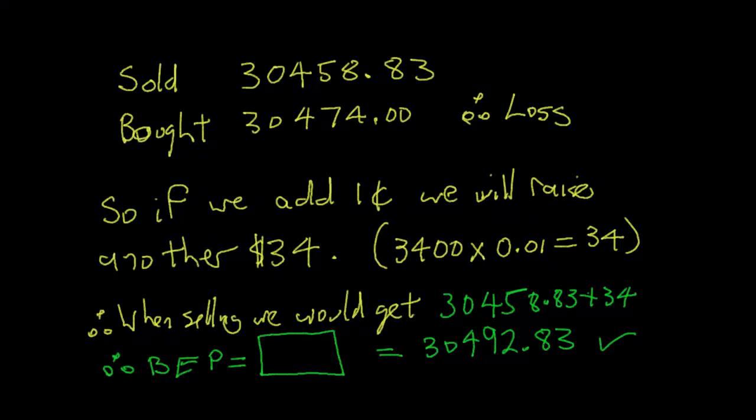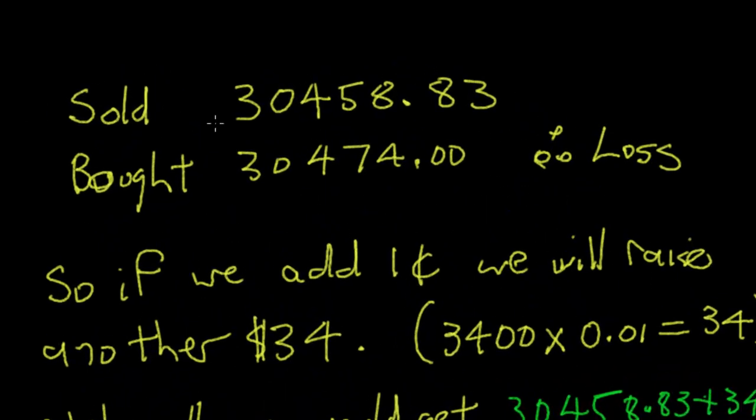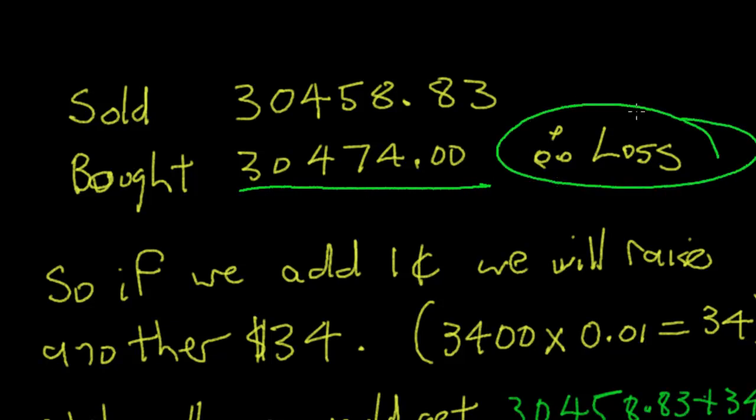We sold them for $30,458. We bought them for $30,474. So if we have a look at this, you'll notice that you don't break even, because this number here is actually bigger than your selling price. Your buying price is bigger than your selling price. So there's a loss. Okay, so you've got to do something about this.